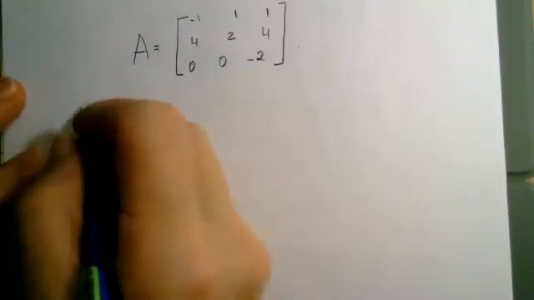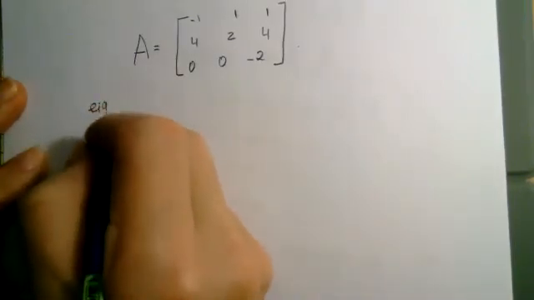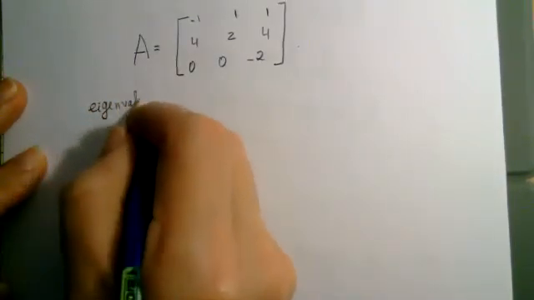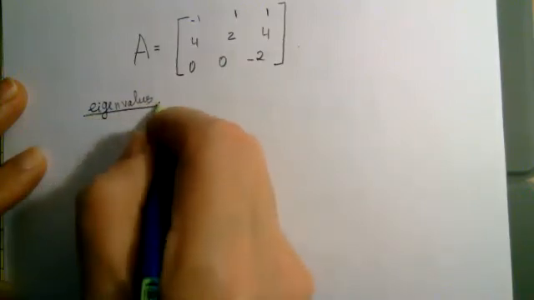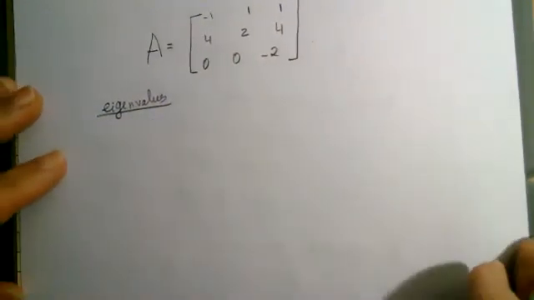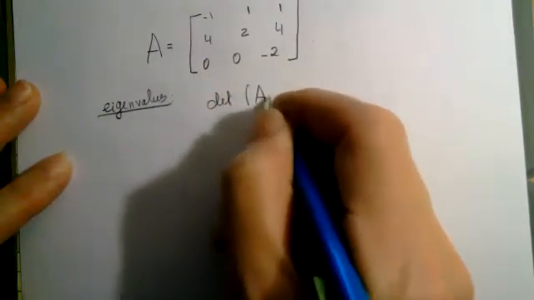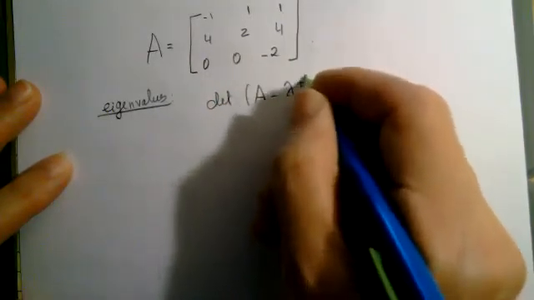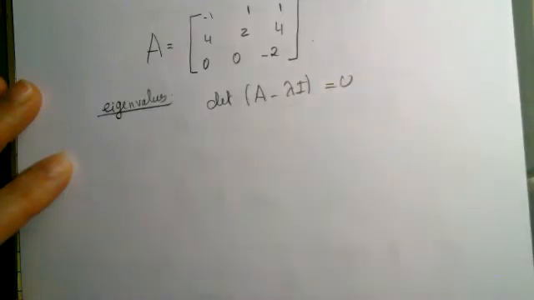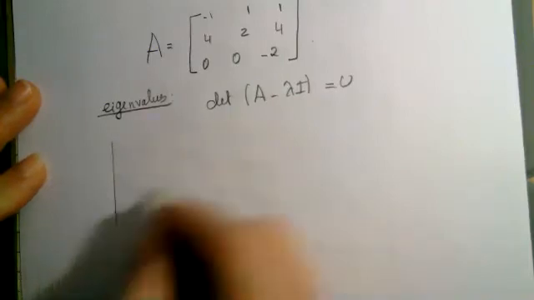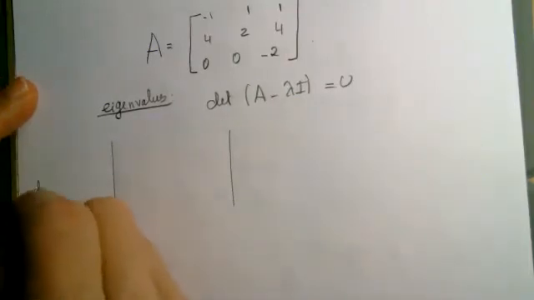So first, find the eigenvalues. Okay, so how do we find the eigenvalues? We have to take the determinant of A minus lambda I, set this equal to 0, and solve for lambda. So first, we have to take the determinant of A minus lambda I.